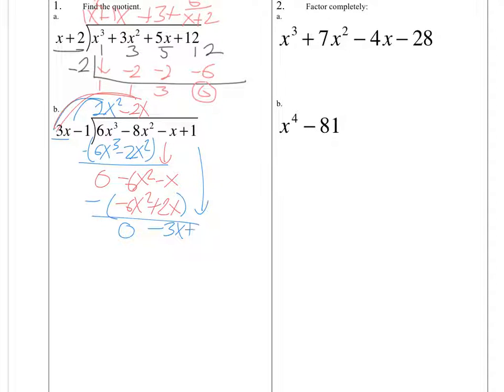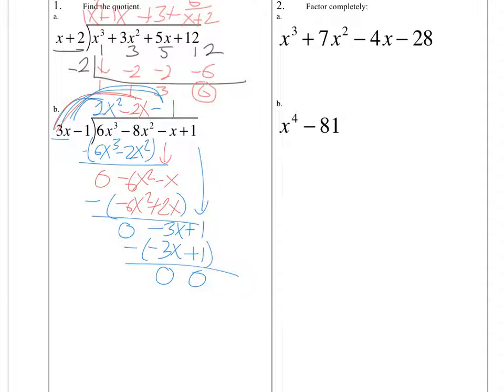Bring down my plus 1. To get from 3x to negative 3x, I'm going to multiply by negative 1. Distribute that down, and I get minus 3x and a positive 1. Okay, go to subtract: 0, 0, no remainder. So this is a factor because we get no remainder.